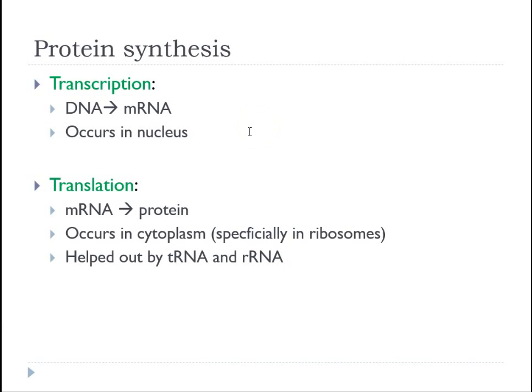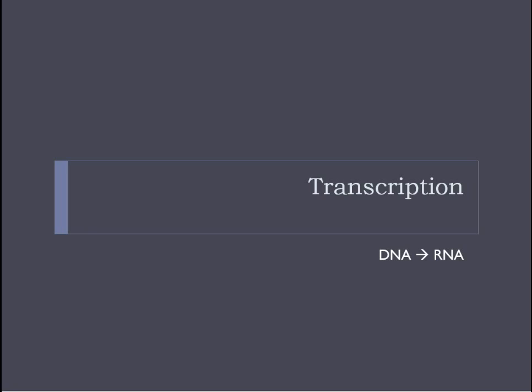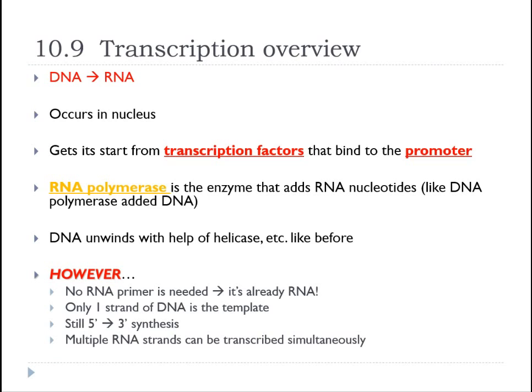And just recalling, transcription occurs in the nucleus, and it's going from DNA to RNA. Translation occurs outside in the cytoplasm, and it occurs from the mRNA making instructions to go to protein. It happens in the ribosome, and it's helped out by the two other types of RNA. That's the ribosomal RNA and transfer RNA. So let's go over transcription.